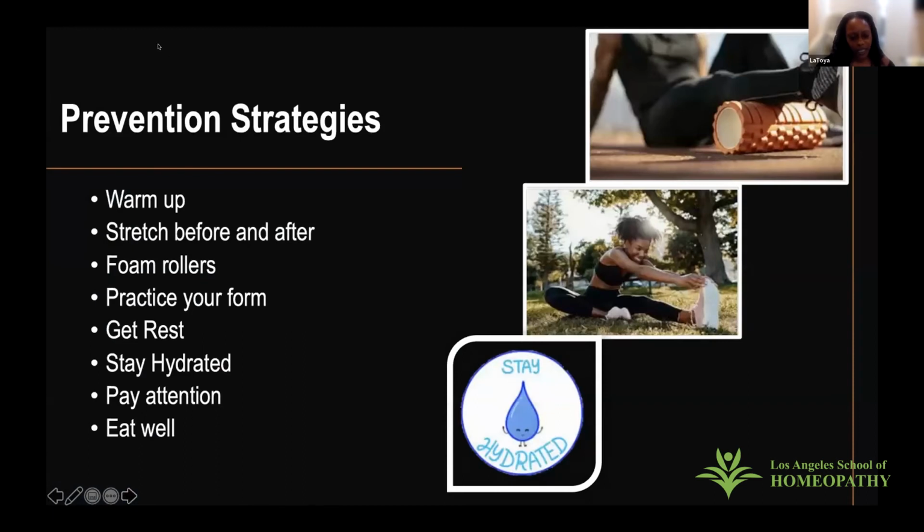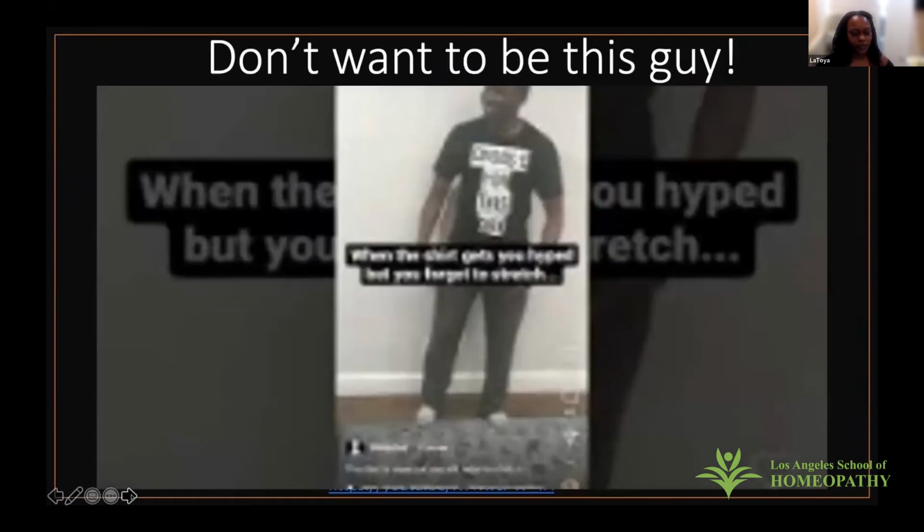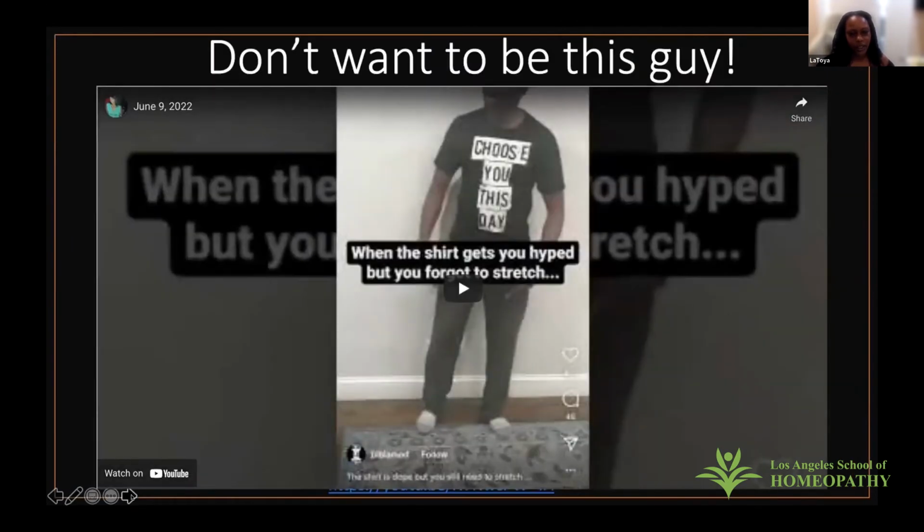So we always want to mention prevention strategies for ourselves, for our families, for our patients. Warming up and stretching before and after is really important. Foam rollers are that thing that you hate but love at the same time, because it really hurts, but it really works. You want to practice your form, get rest, stay hydrated, pay attention, and eat well. You don't want to be this guy. Next slide. And it's a video, if you can just push play in the middle.